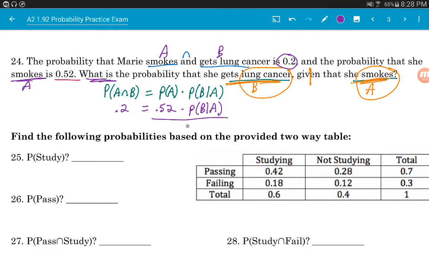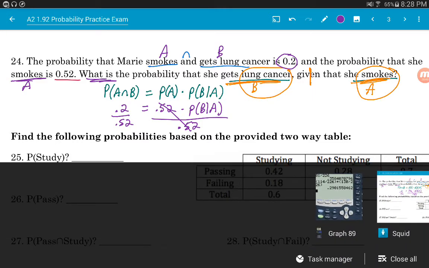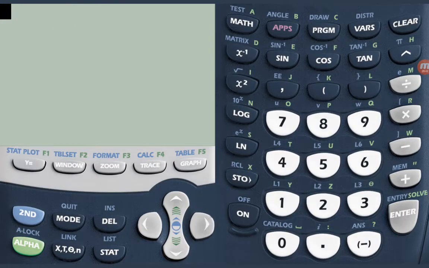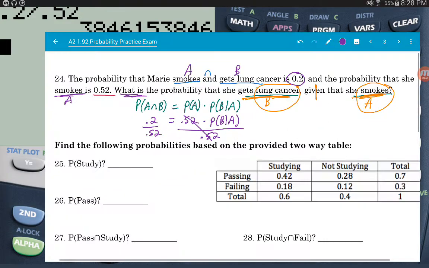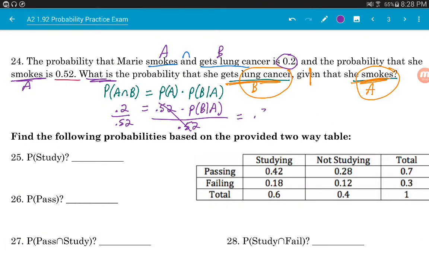We do that by getting rid of the 0.52 with division. 0.2 divided by 0.52 is 0.385. And that's the answer for that question.